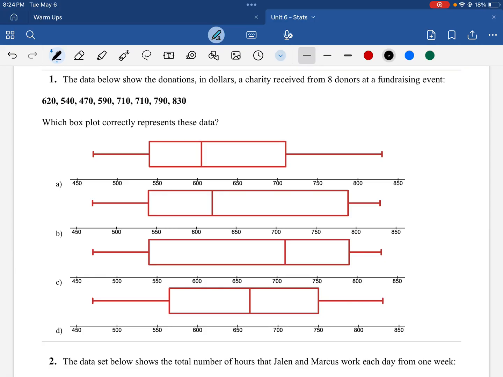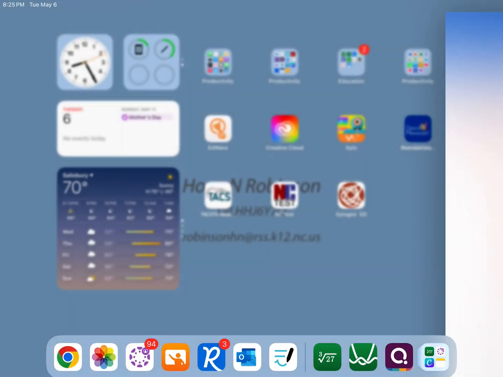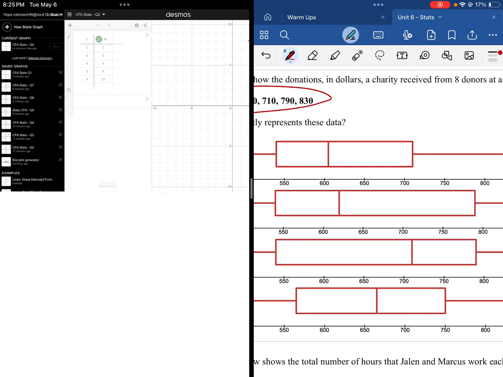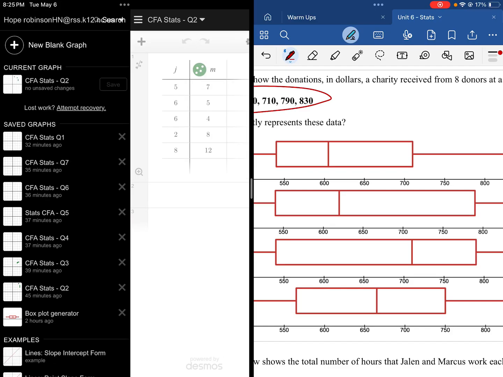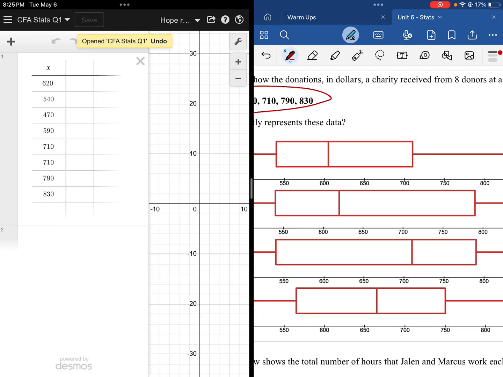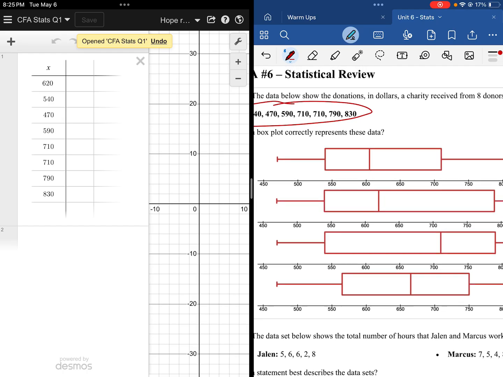Our first question says, the data below shows the donations in dollars a charity received from 8 donors at a fundraising event. And it says, which plot correctly represents this data? So looking at this, as soon as we see our data, my first reaction is going to be to put it in Desmos. I went ahead and put all of these in Desmos for us. It just makes this a little bit easier for me.